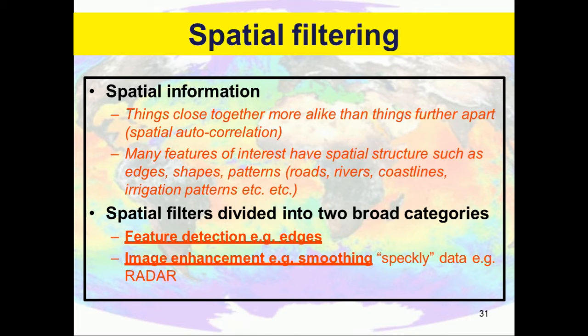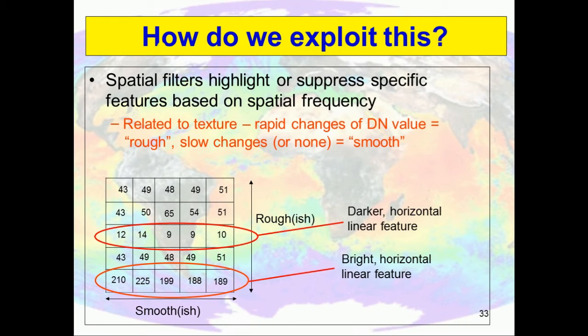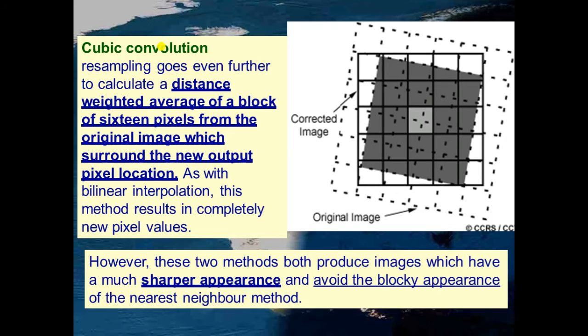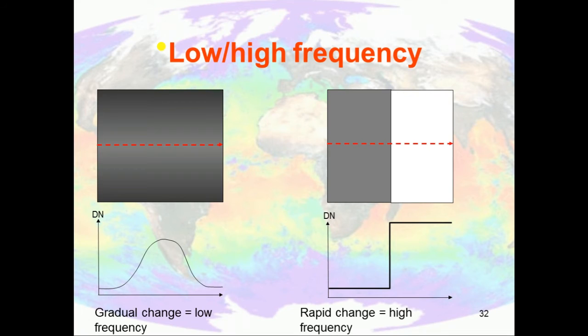Spatial data has low and high frequency. A gradual change is called low frequency, and a rapid change is called high frequency. How can we exploit it? That is the spatial filter. The previous filters were brightness value filters, and now these are the spatial filters.